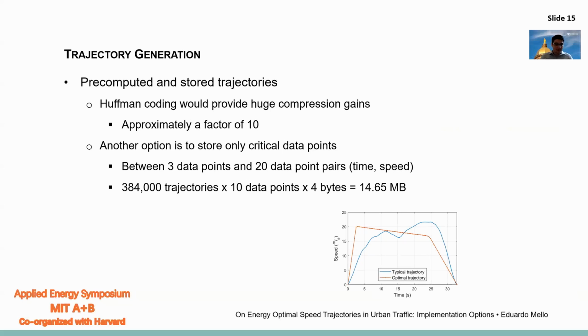Another option is to only store the critical points of those optimum speed trajectories and not the entire trajectory. For example, in the image shown below, this optimum speed trajectory can be closely approximated by using only 3 data points, each point being a pair of data, the time and speed. If you think about these 384,000 trajectories, each necessarily an average of 10 points to fully describe, and each point being 4 bytes, we would only need around 15 megabytes of storage to store all of them.